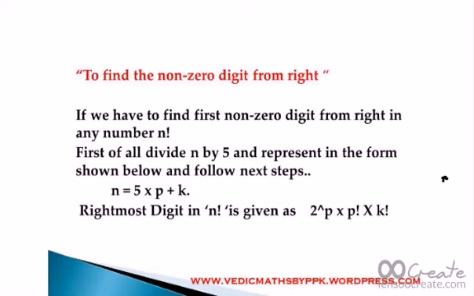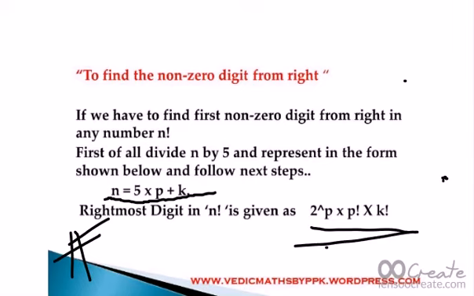We have found the number of trailing zeros, and the number ends with 8 before them. Now if the questioner asks to find the non-zero digit from the right, the method goes like this. First of all, divide the number by 5 and represent it in the form N equals 5p plus k. Now we have the formula for finding the rightmost digit in N factorial: 2 raised to p into p factorial into k factorial. Remember it.